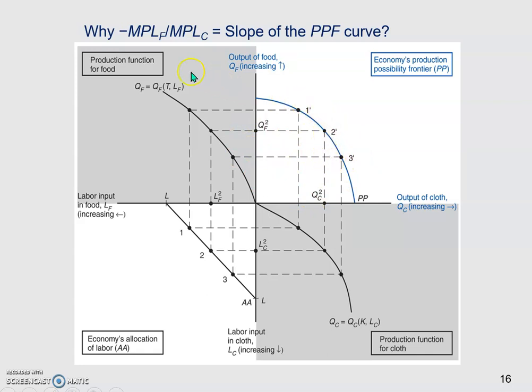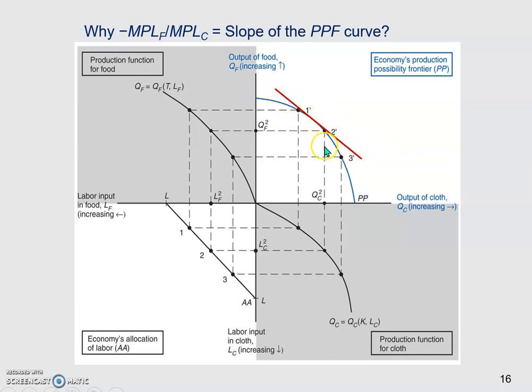Now, once again, we just want to show you why this expression on the left-hand side is just the slope of the PPF. Now, suppose this economy is moving from point 1 to point 2. Suppose it's moving, then we know that the slope of the PPF between 1 and 2 is just going to be like this red tangent line.